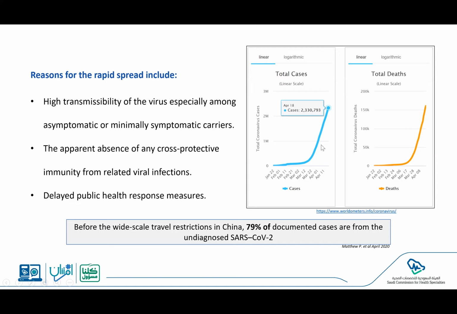Also, delayed public health response measures account for the rapid spread of this virus, such as imposing 24-hour curfews in some countries, banning travel, and school closure. All these delays in decisions account for the rapid spread of this virus. Before the wide-scale travel restriction in China, 97% of the current cases were from undiagnosed SARS coronavirus 2.